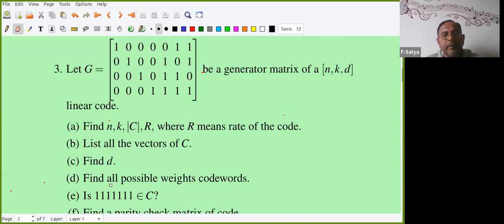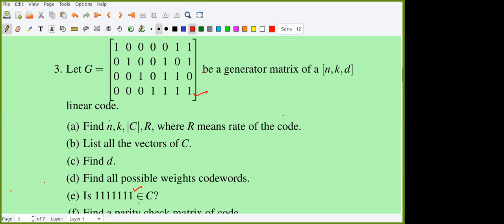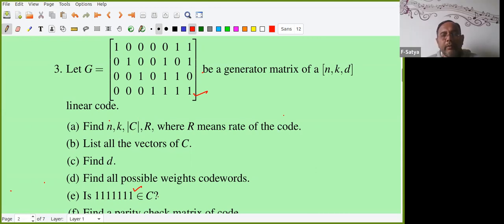Okay. So what is the sum of these two vectors? This vector and this vector. 1, 1, 1, 0, 0, 0. So that is also in C now.